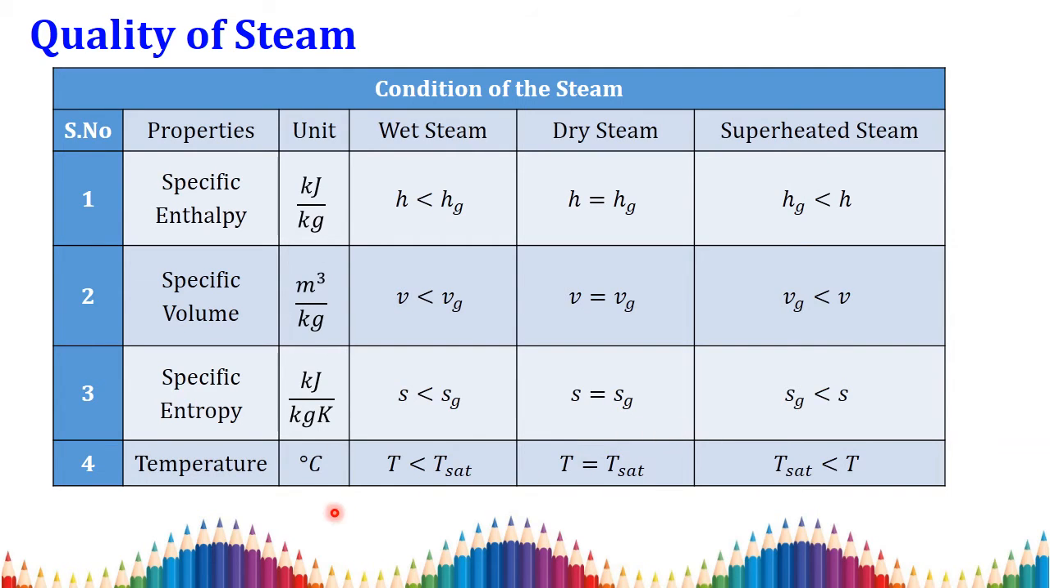The same condition will be applied for specific entropy also. When coming to temperature, we should say it is a saturation temperature. We all know what saturation temperature is; at this point the phase change will occur. If the given temperature is lesser than the saturation temperature, the steam will be wet steam. If the given temperature is equal to the saturation temperature, then it is dry steam. If the saturation temperature is lesser than your given temperature, then the state of the steam is superheated steam.